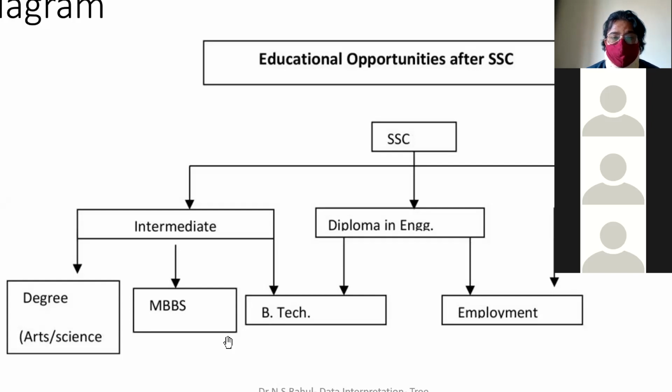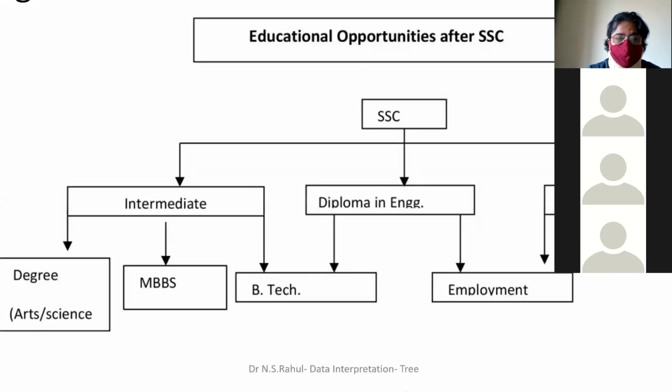After intermediate, you have number of choices. Actually, we can increase this tree diagram. We can further classify degree into BA, BCom, BSc, and BA into various groups, BSc into various groups, BCom into various groups. And not only that, MPC is also there. In arts, MEC is also there. And in science also, you have number of degrees. BSc MPC, BSc BiPC. Yeah, number of opportunities are there.